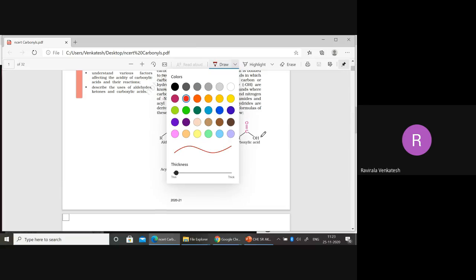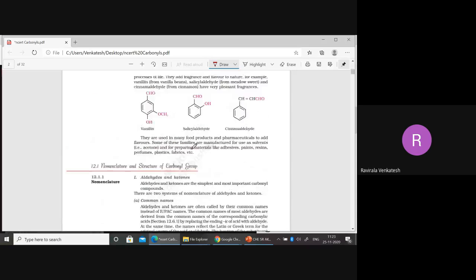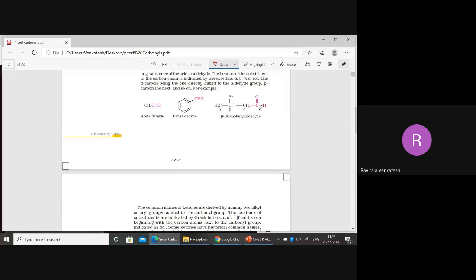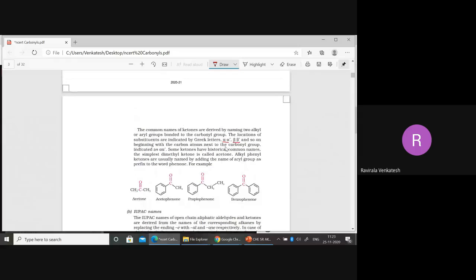So let me check what your textbook is having. These are the compounds you have taken. Nomenclatures also we completed here. Acetaldehyde, benzaldehyde, isn't it? Alpha-bromobutyraldehyde, all we have taken. This is beta-bromo. Why? Because this is the alpha carbon, this is the beta carbon. Alpha, alpha-dash, beta, beta-dash we will use when you have two sides.